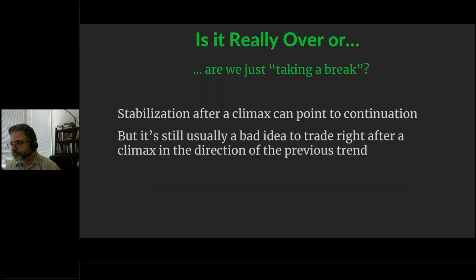Classic. So one thing to think about when you see a climax, and this goes back to that Exxon chart, is: is it really over or are we just taking a break? One of the things we're not talking about today, which we'll talk about a little bit in the next session, is price acceptance, which is kind of a strange term. You don't hear that very much. You're more likely to hear price rejection, because that's how most technical analysts think. If the market is able to stabilize after a climax, this can point to continuation.